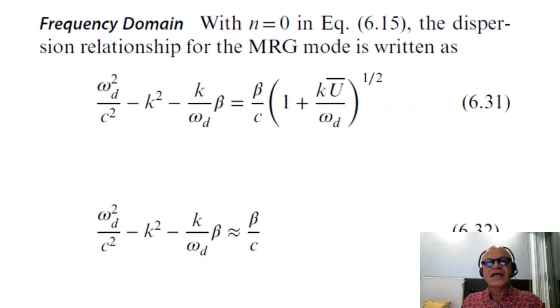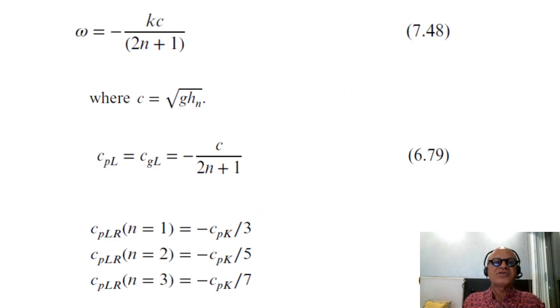In the frequency domain, we had for mixed Rossby gravity wave, the dispersion relation looked like this, which approximates to this one. And omega is written as minus kc over 2n plus 1, where c is our gravity wave speed or a Kelvin wave speed. So the phase speed, phase velocity and group velocity for a long Rossby wave, which is also long mixed Rossby gravity wave, was just minus c over 2n plus 1. And then for each n, you get the relation between the long Rossby wave and the Kelvin wave speed.